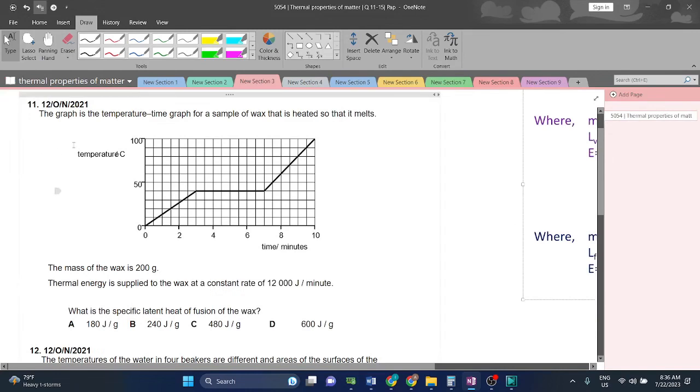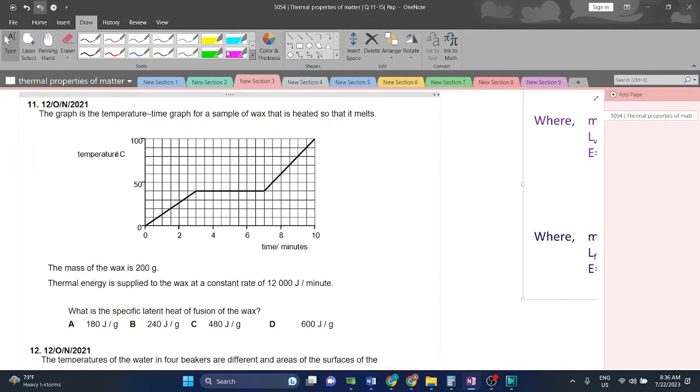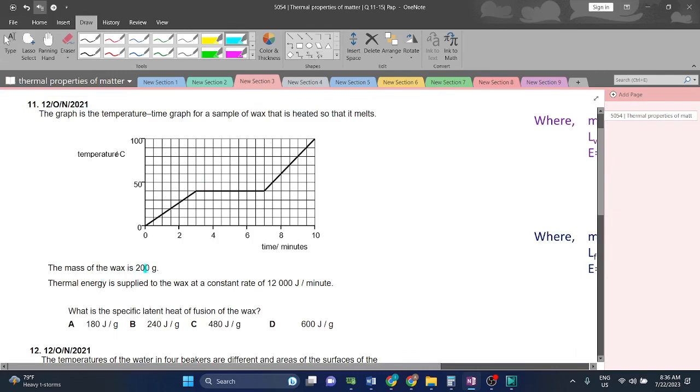Let's start. Question 11. The graph is the temperature-time graph for a sample of wax that is heated so that it melts. The mass of the wax is 200 grams. The thermal energy is supplied to the wax at a constant rate of 12,000 joules per minute. What is the specific latent heat of fusion? अच्छा, ये देखिए आप पहले, during this time the wax is melting, right?